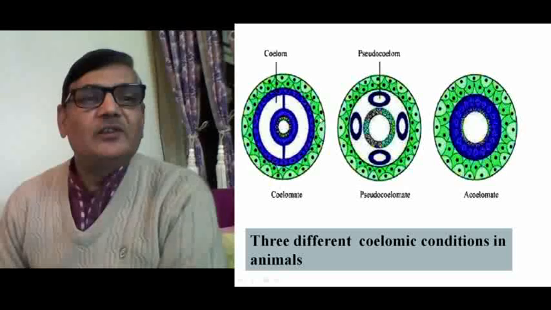And then the third situation you will find in coelomate animals, in which, as I just told, this is ectoderm, this one is mesoderm, this is also mesoderm, then endoderm, and this is actually the alimentary canal.